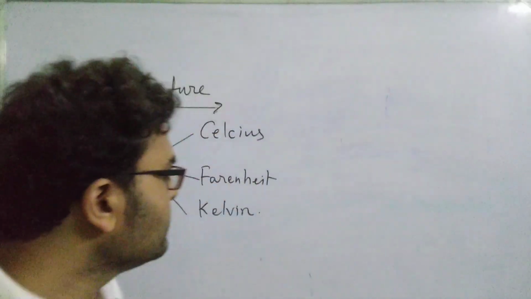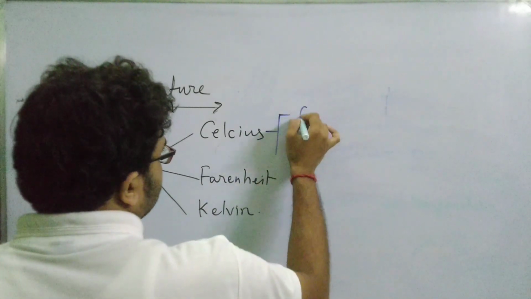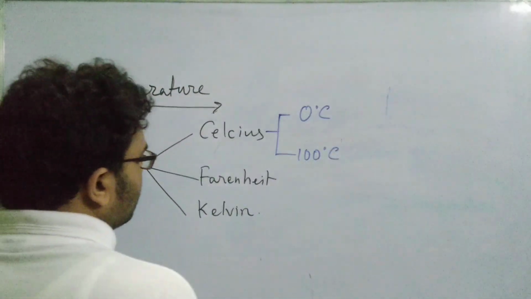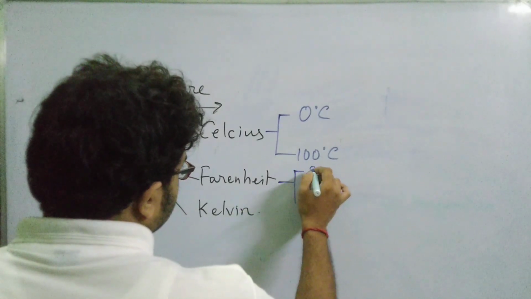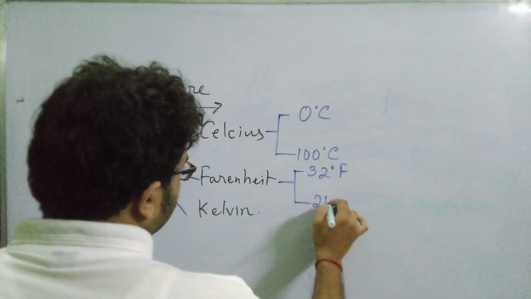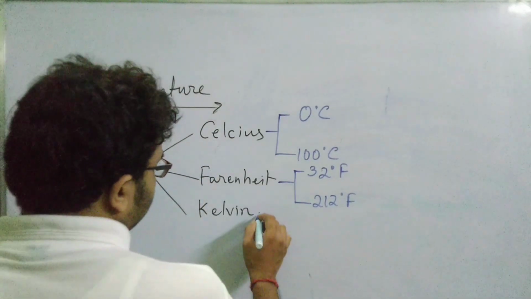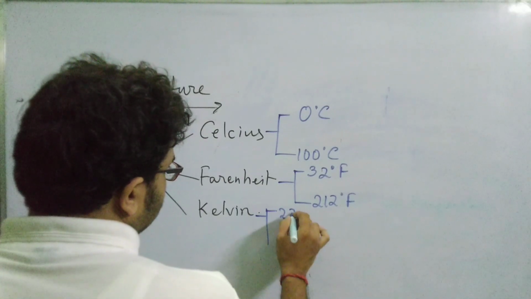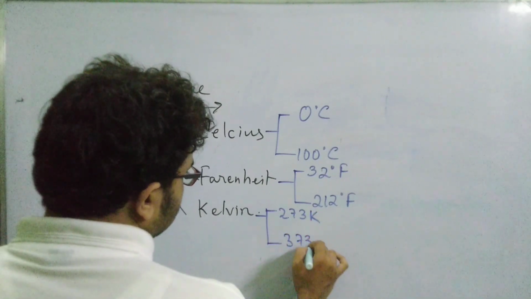So if I consider these three scales, for the Celsius scale the ice point is 0 degrees Celsius and the steam point is 100 degrees Celsius. For Fahrenheit, the ice point is 32 degrees Fahrenheit and the steam point is 212 degrees Fahrenheit. Whereas for the Kelvin scale, the ice point is 273 Kelvin, whereas the steam point is 373 Kelvin.